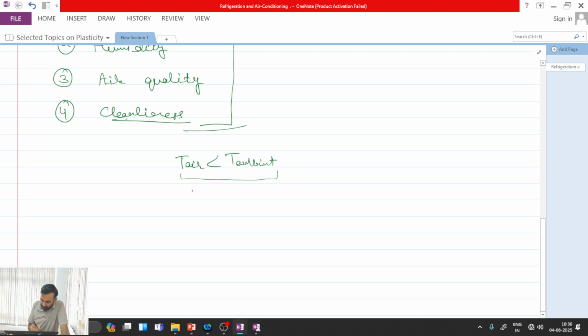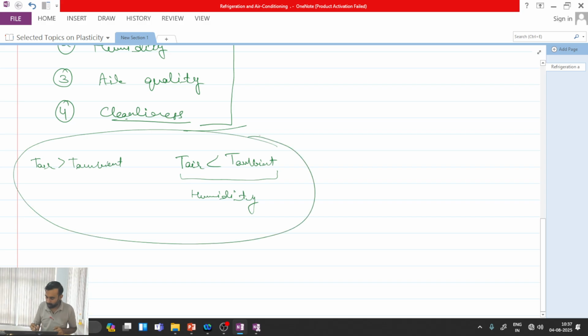I have to also maintain humidity, and in summers, sorry, in winters, what I need to do, in winter surrounding is cold. So in winters I need to increase the air temperature above the ambient temperature. So basically all these things are nothing but comes under the horizon of air conditioning. Now can you tell me what is the application of refrigeration?